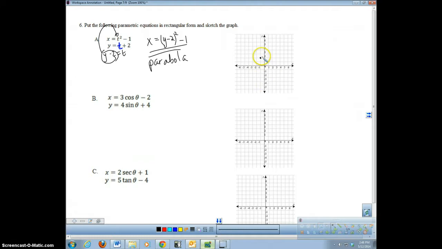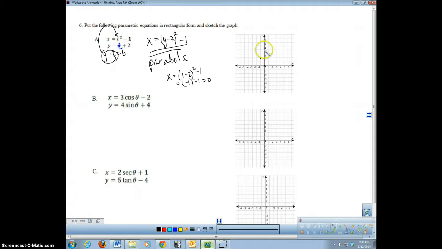And then what I'd like to do for this is I'm just going to pick a y value that's above and below it. So y equals 1. So I'm going to put a 1 in here. 1 minus 2 squared minus 1, which is negative 1 squared minus 1, which is 0. So my x value is going to be 0. So when my y value is 1, my x value is 0, right here. So I really only have to pick 1.